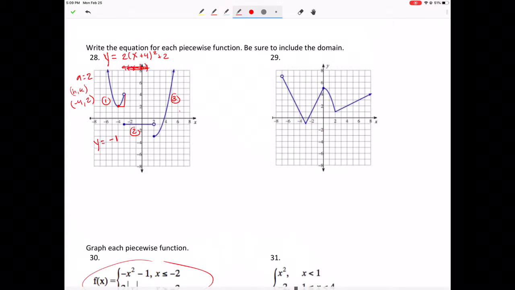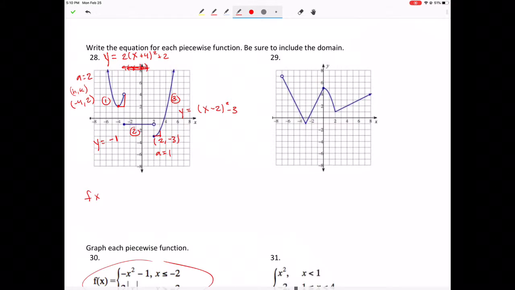Okay, and then for 3, it's also a quadratic. So here our vertex would be 2, -3, and our growth, our a value, is over 1 up 1. Okay, so we'll plug that in, we'll get y equals 1 times x minus h squared, or minus 3. So we have our 3 equations.